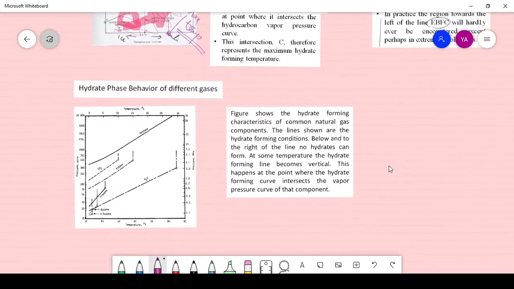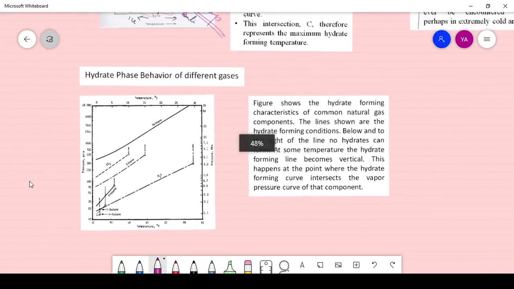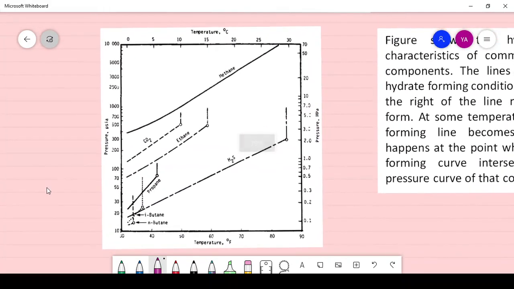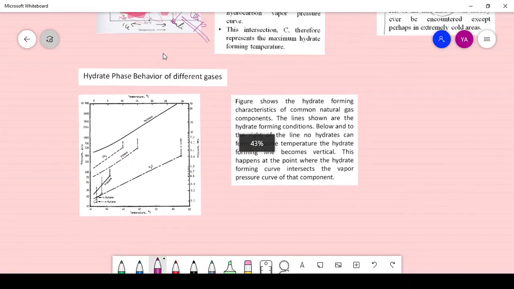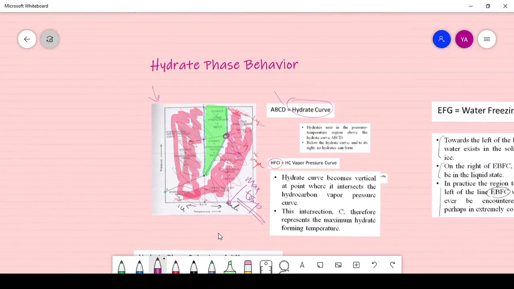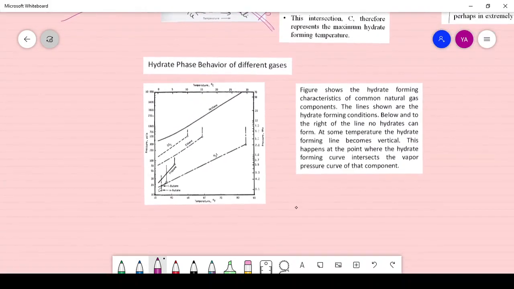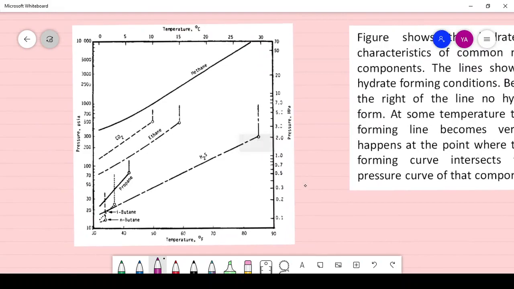And now come to the phase behavior of different gases. If you look at the previous one, the curve structure is like this one and this one. Sorry, this should be the maximum value on the x-axis. This is C. So this is the basic phase behavior, and the same is represented in this figure.